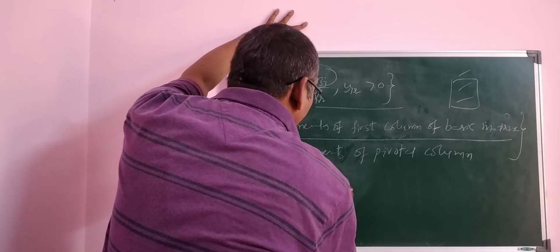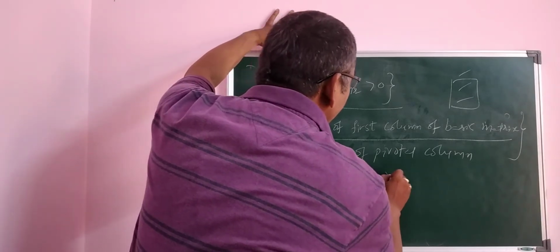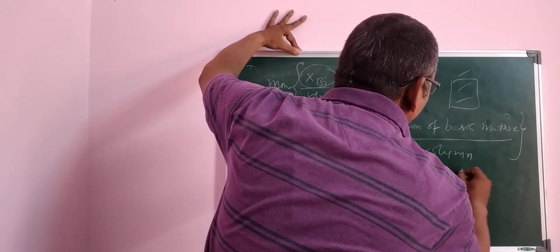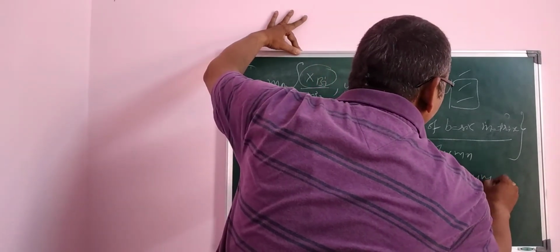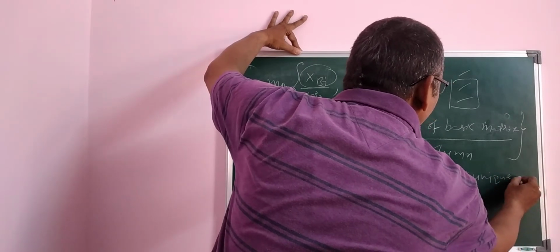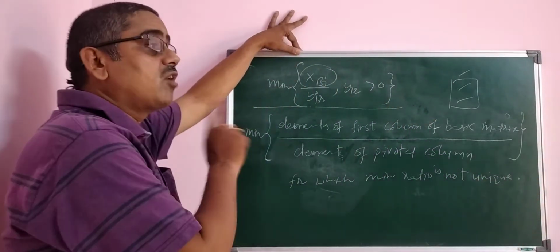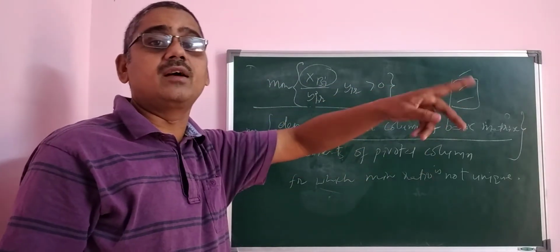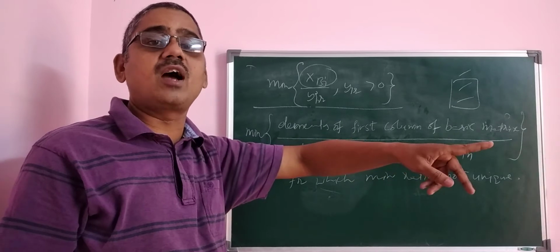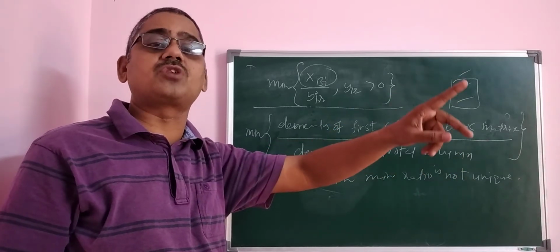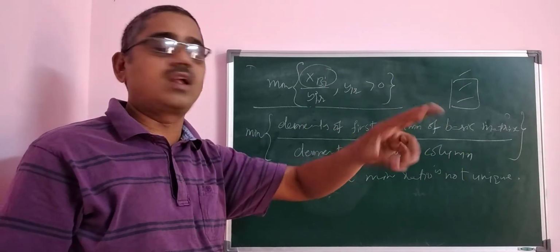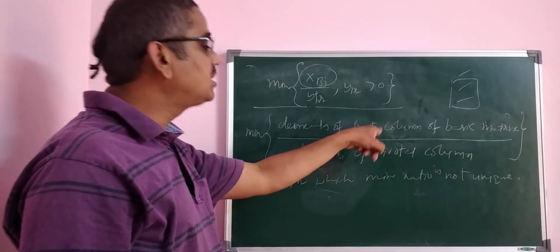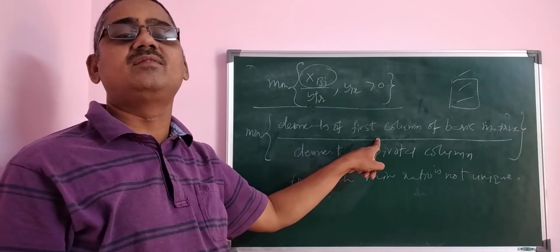For the elements for which the minimum ratio is not unique, which means a single minimum ratio is not obtained, that is, for those elements the minimum ratio is getting tied. There are two minimum ratios. For example, the minimum is 2 and it is obtained for two elements. For those elements, this particular ratio is going to be calculated.